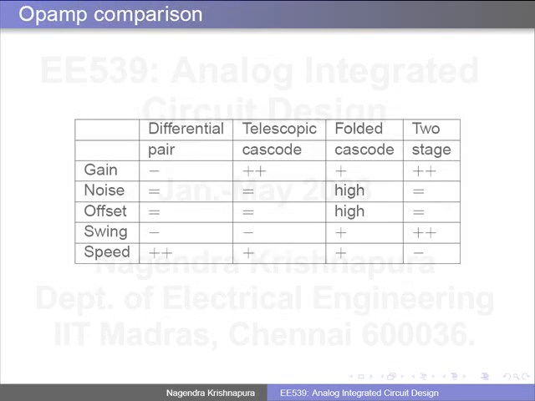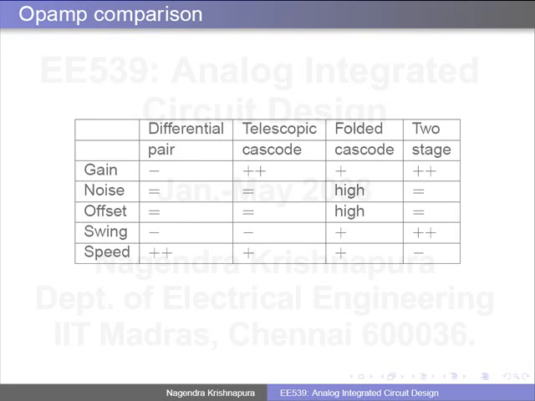So this is a quick summary of what each of the op-amps does. If you look at the differential pair, it has a very low gain, and the equal sign means that I can't really comment on it. It's the same for all the others which have the equal sign. The noise and offset of the differential pair, the telescopic cascode and the 2-stage op-amp are very similar to each other. Now the noise and the offset of the folded cascode is definitely higher. This is because of the extra biasing current sources that we need while folding the current.